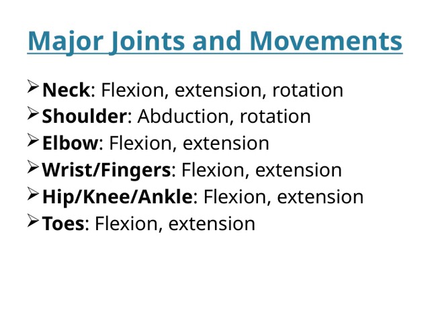Starting with the neck, it primarily allows for flexion, which is bending forward, extension, which is tilting the head back, and rotation, meaning turning the head side to side. These movements are essential for basic daily functions like looking around or nodding. Moving to the shoulder, this joint is quite versatile, enabling abduction, raising the arm away from the body, and rotation, which includes turning the arm inward or outward. These movements are key for reaching and lifting tasks.